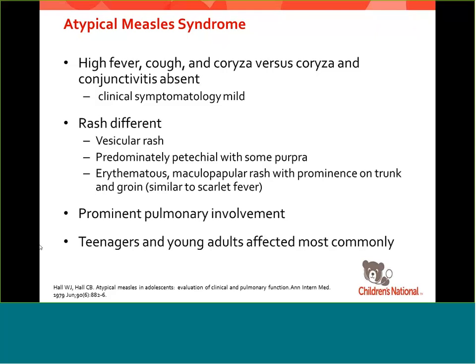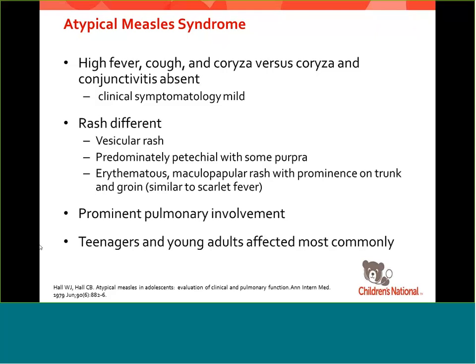Teenagers and young adults were affected most commonly with atypical measles syndrome, and there was prominent pulmonary involvement. They often had an infiltrate on a chest x-ray, and some individuals could also have a pleural effusion. Typically what was seen was high fever, cough, and coryza, but many times there was also high fever with only cough, and coryza and conjunctivitis were absent.